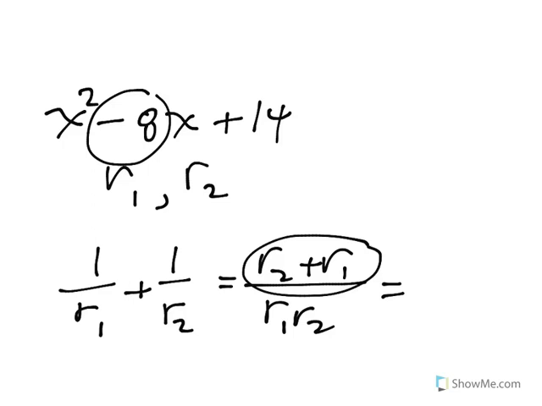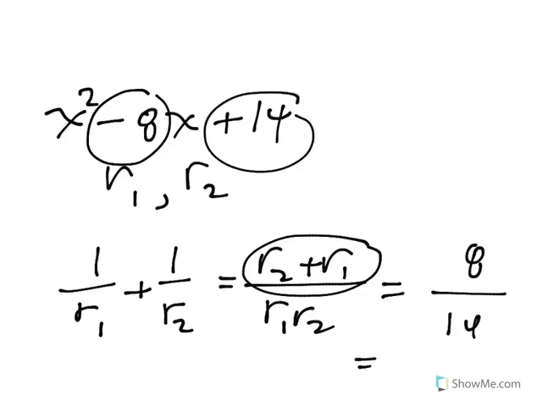which is 8 over 1. And the product of the roots is c over a, which is 14. I could reduce it if I want. But that's the answer. That is the sum of the reciprocals of the roots. I got that without finding any of the roots on their own.